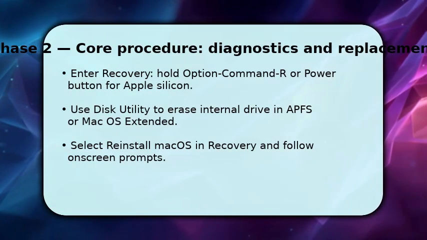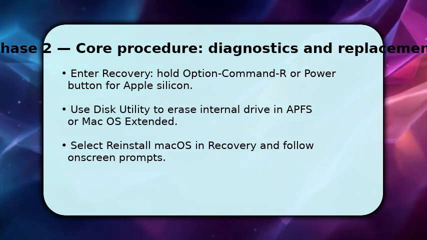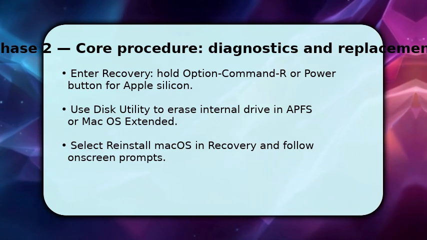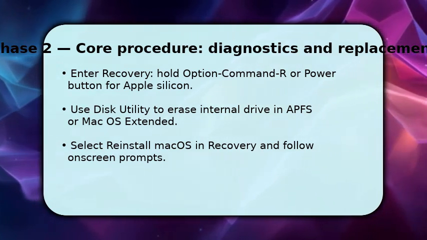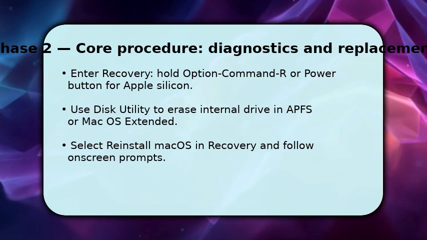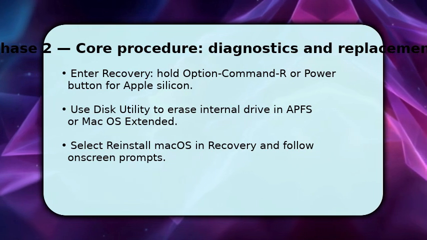You now start the core action. Boot into recovery using the proper shortcut for your chip. This loads Internet Recovery if needed. Once in recovery, open Disk Utility and choose the internal volume. Erase it using APFS for modern macOS or macOS Extended only if required, then quit Disk Utility.